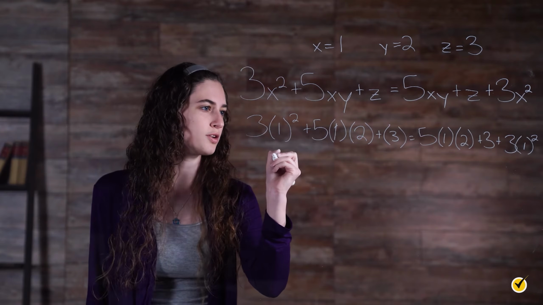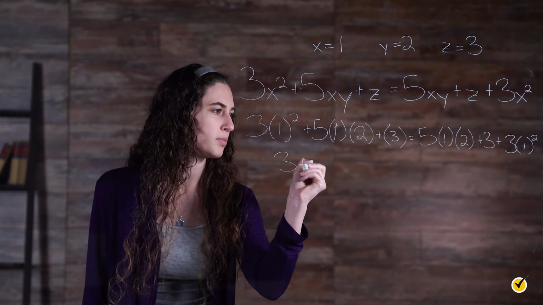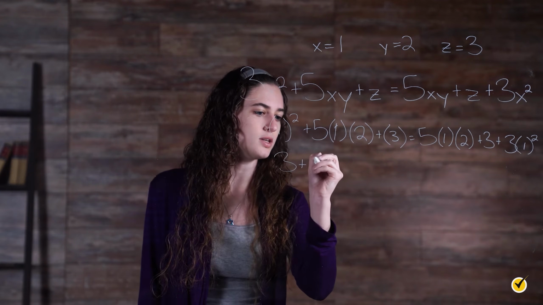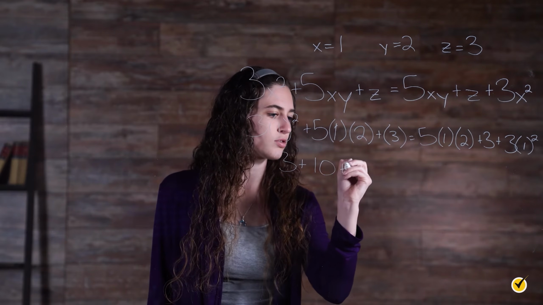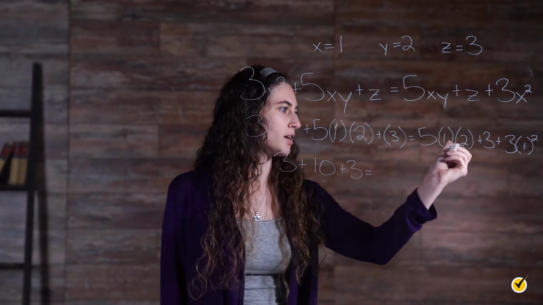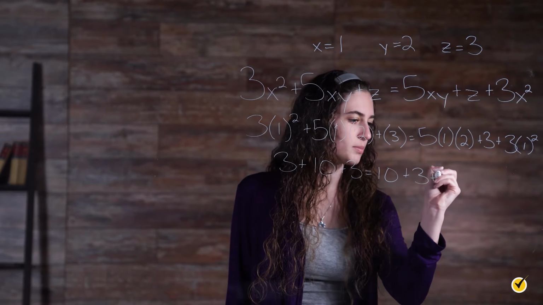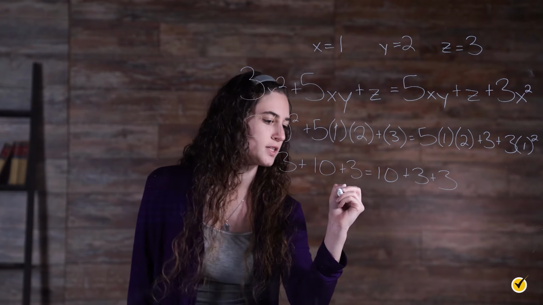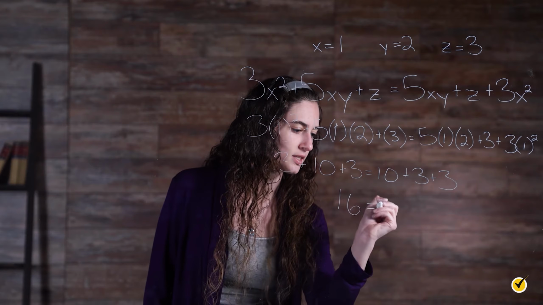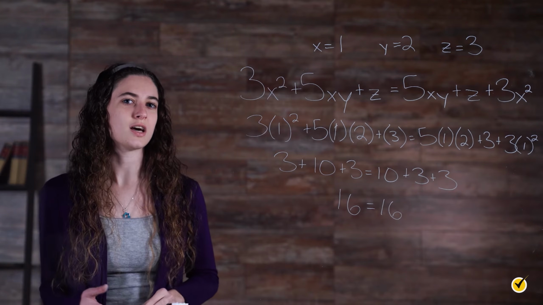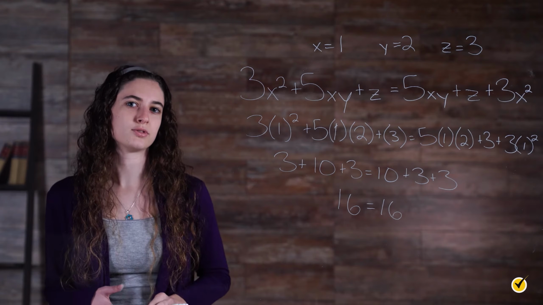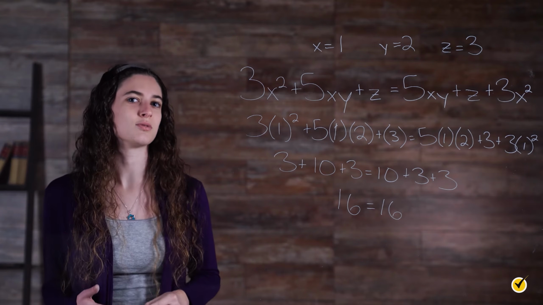3 times 1 squared is 3, plus 5 times 1 times 2 is 10, plus 3 equals 10 plus 3 plus 3, which gives you 16 equals 16. Once we add each side, we are left with 16 on both sides, which is true. 16 equals 16. The next property that we will look at is the associative property.